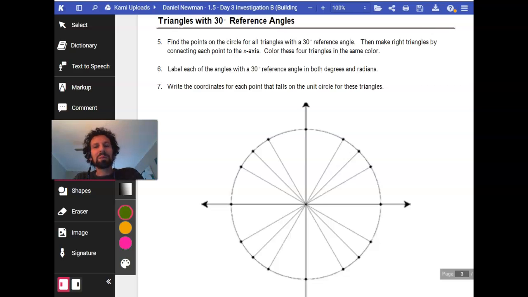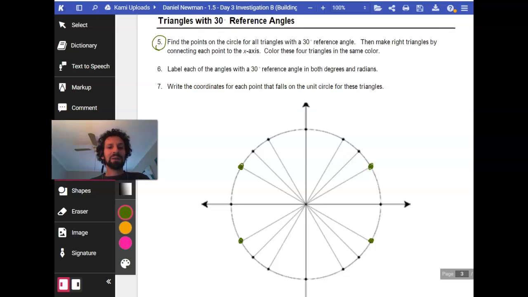So this is the third page of Unit B investigation, where we're dealing with 30-degree reference angles. So let's do what it says in step 5, which is to find all the points for the triangles with 30-degree reference angles. So we have 30 degrees right here, 150 degrees right here, 210 degrees, and 330 degrees. So those are all the points with 30-degree reference angles.